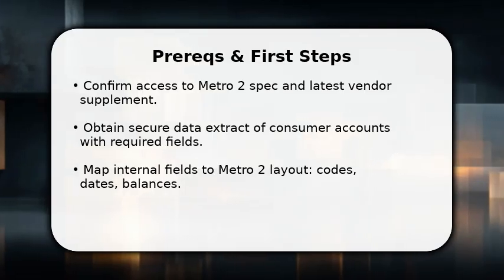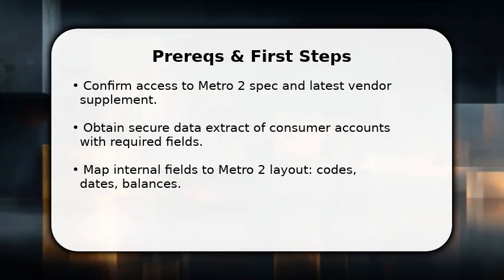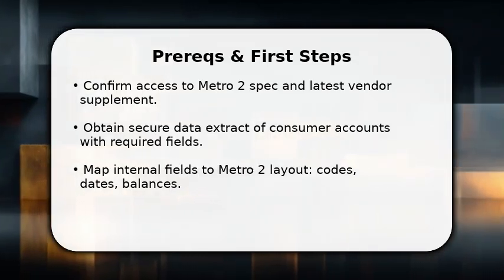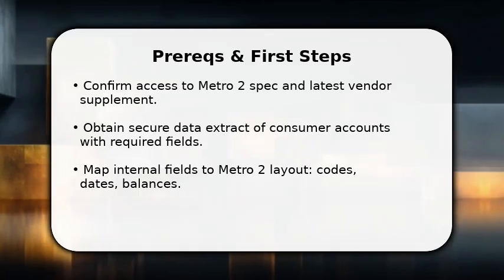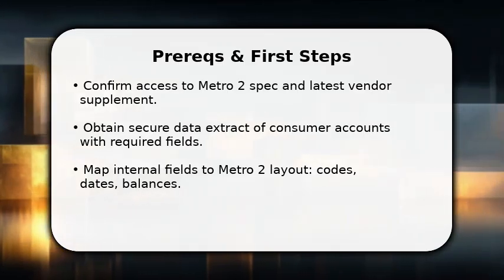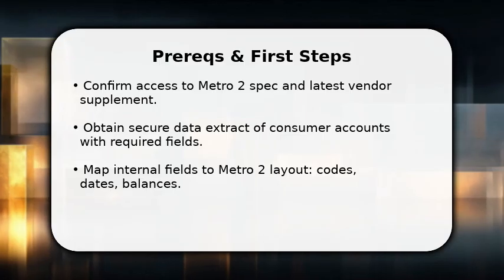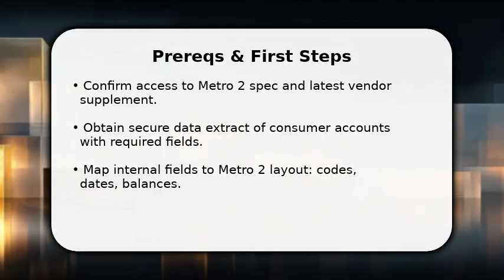You start by confirming you have the Metro 2 spec and the vendor supplement. That ensures you follow the official codes. Next, extract a secure dataset with every required field: dates, statuses, balances, dispute flags, so you won't backtrack.